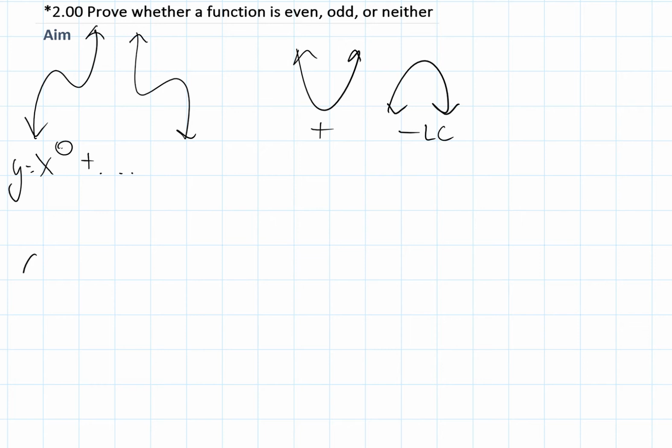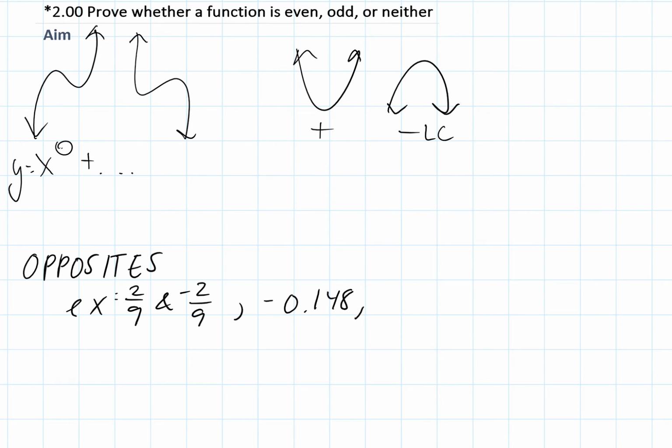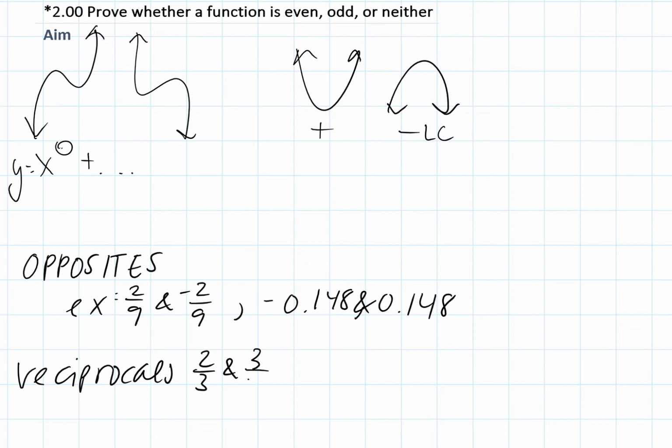So let's talk about opposites. Two numbers are opposites if they add up to 0. So for example, 2/9 and -2/9 are opposites because they add up to 0, as are -0.148 and positive 0.148. Opposites are not to be confused with reciprocals, such as 2/3 and 3/2. Or in geometry, you talk a lot about opposite reciprocals, such as 2/3 and -3/2. So opposite just means they add up to 0.